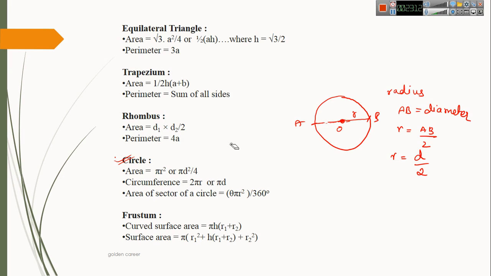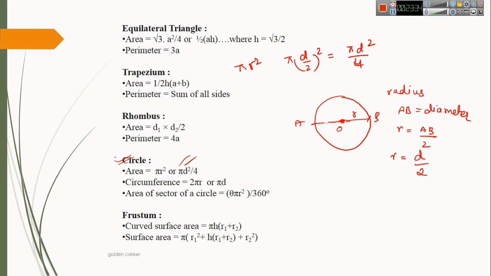So we are done with the area. As we have seen that area is equal to pi r square, if we put r equal to d by 2 here, then we have pi into d by 2 whole square, which is equal to pi d square by 4, which is this formula.